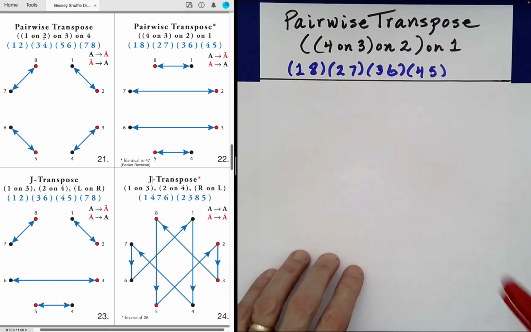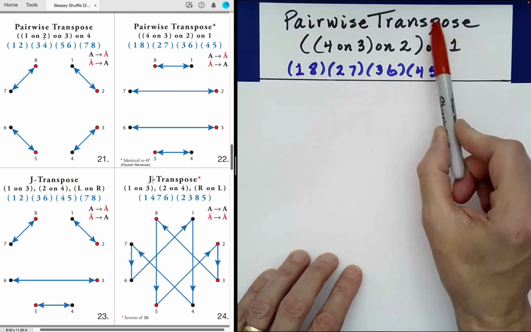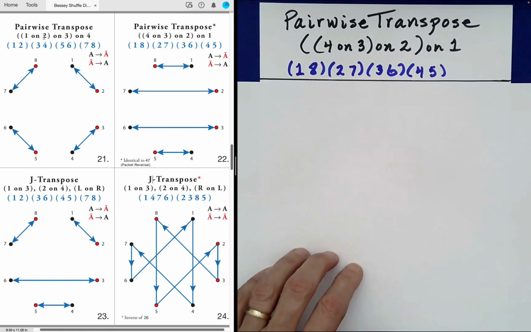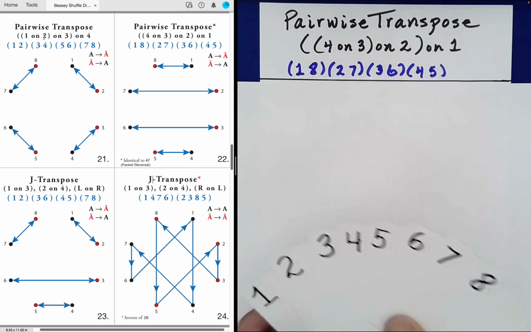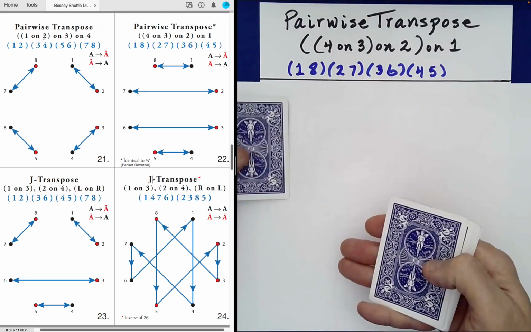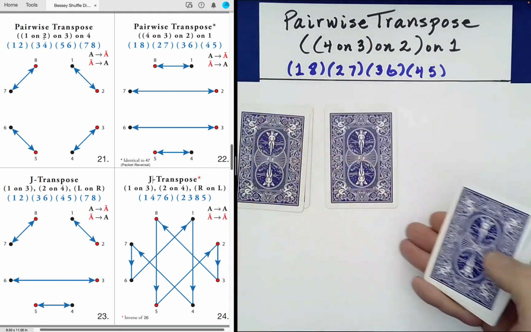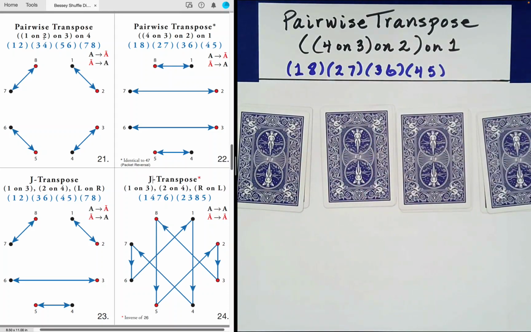Our second shuffle is also referred to as a pairwise transpose. And that's because the only difference here will be the stacking order, as you will see. So for this shuffle, we begin with an ordered packet 1 through 8, and we're going to now perform this shuffle. Now recall, a pairwise transpose is where you deal the first top 2 cards onto each other. So 1, 2, 1, 2, 1, 2, and then 1, 2. Okay, that is a pairwise transpose dealing of the cards.